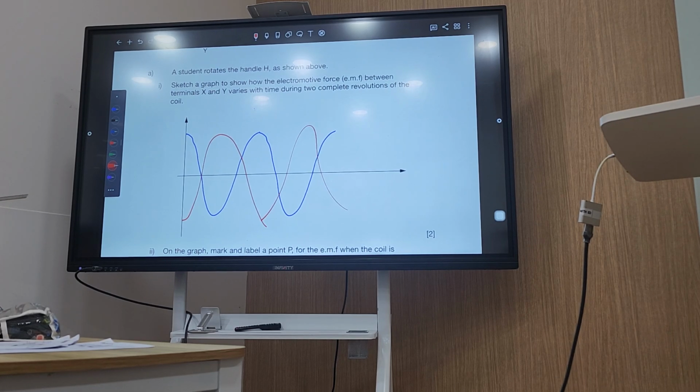So this is a sign. The blue is the sign. Really? Blue is sign.